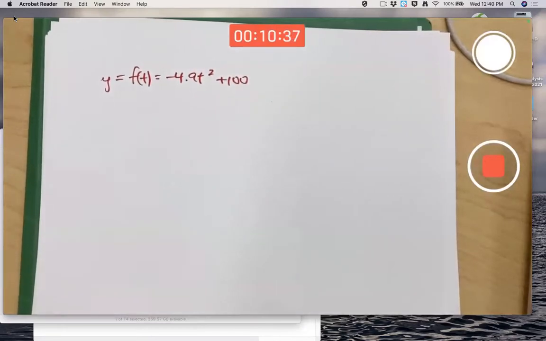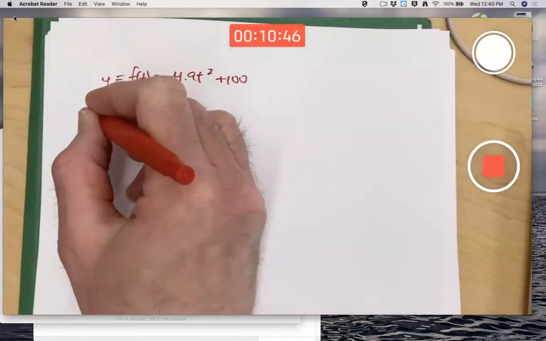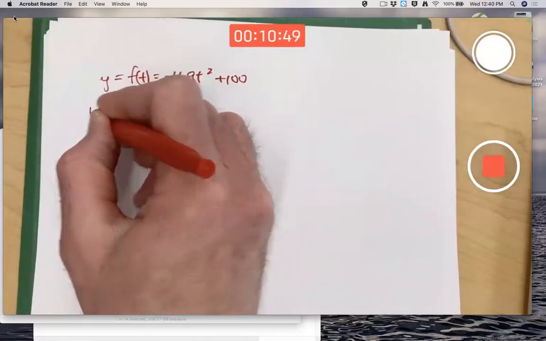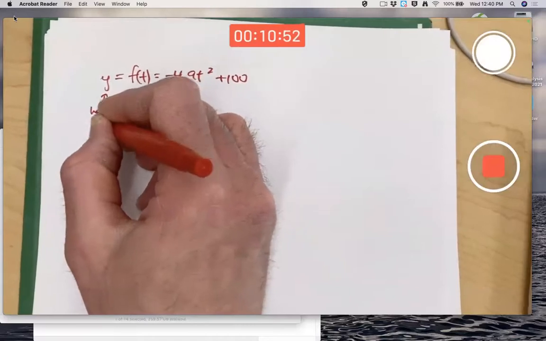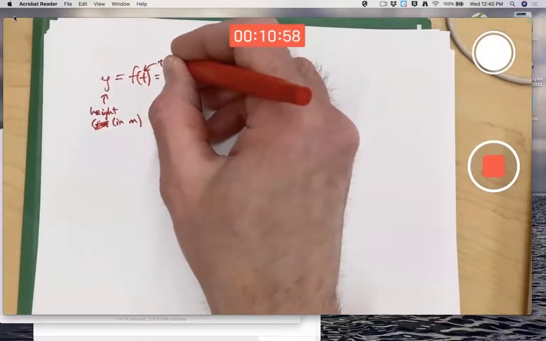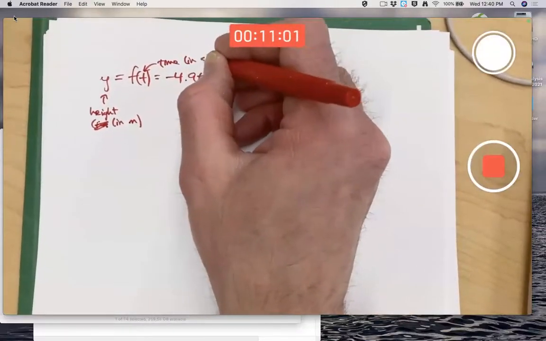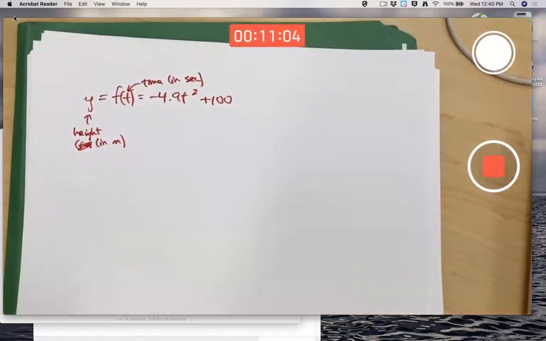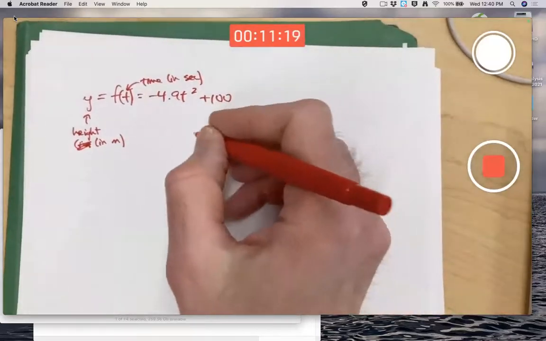I could have called it s like we did last week when we talked about position. I could call it h for height. So y is the height in meters, and t is time elapsed in seconds. And the goal is to be able to compute both average and instantaneous rates of change, give their units. And I could have also asked you to interpret their meaning. Okay, so let's go ahead and do that.